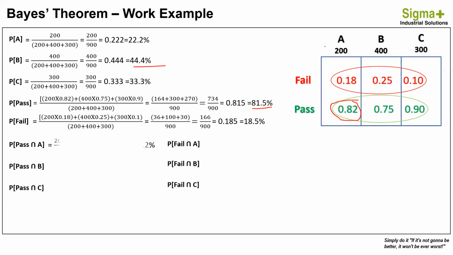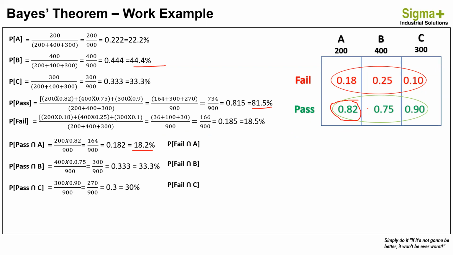Which is the total number of the units. So that will be 18.2%, right? So 0.82 multiplied with the 200 divided by the 900, which is 164 divided by 900, which will be equal to the 18.2%. Again, the same for the probability of pass intersection with B, which will be the 75% of the product B divided by the 900, which is 33.3%. And the same thing for the product C intersection with the pass, that will be 30%.